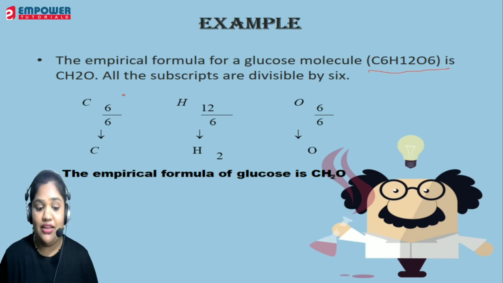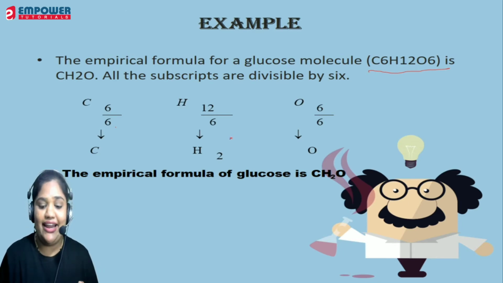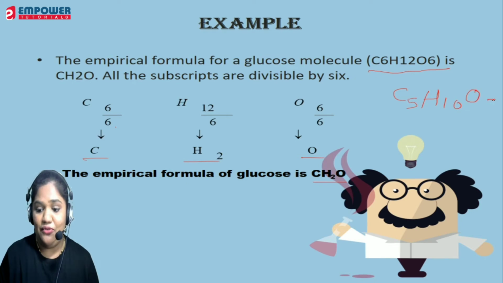As you can see here, for carbon 6 divided by 6, for hydrogen 12 divided by 6, and for oxygen 6 divided by 6. What will you get here? You will get C, H2 and O, and this is nothing but the empirical formula CH2O. So this is the empirical formula for glucose. Here we are going to take another example, which has the same empirical formula as glucose. So that is C5H10O5. This is ribose, students.